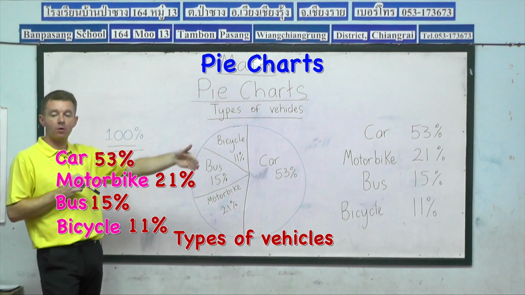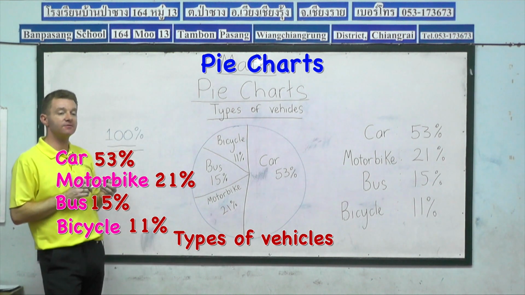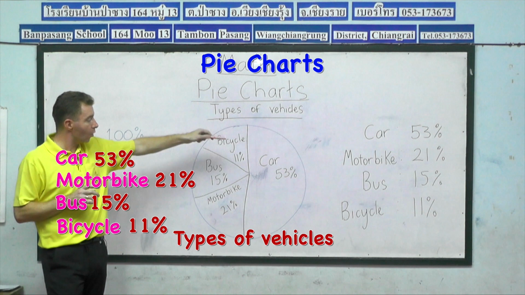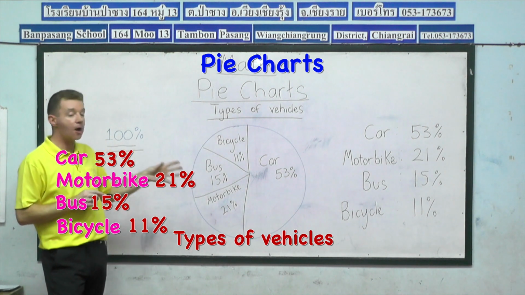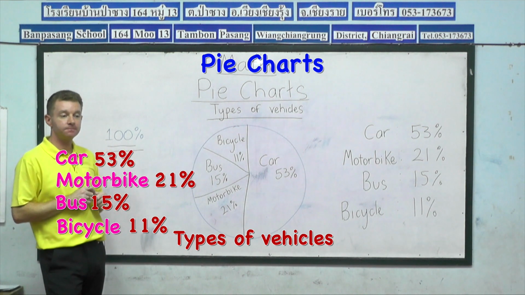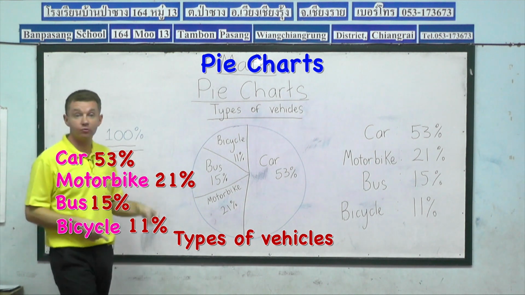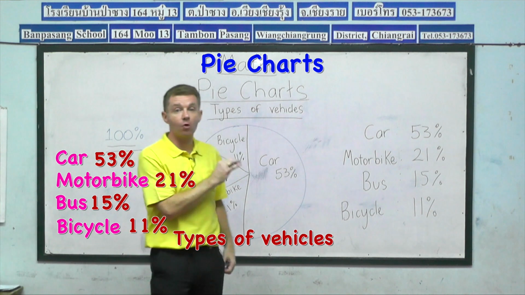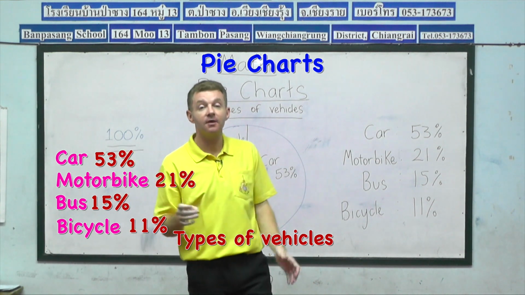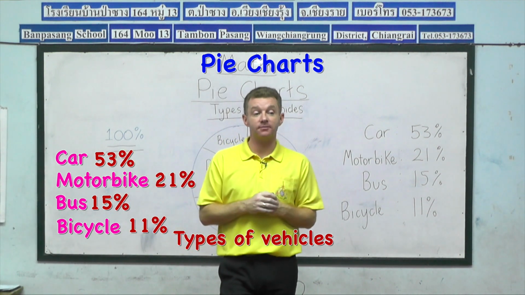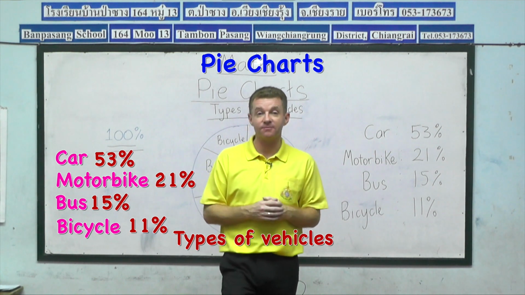But overall, how many people have been asked? If we put all of the percentages together, how many people have been asked? 100%, or 100 people. And this is how we draw and answer the information based on looking at the pie charts. Guys, that was brilliant. Very well done.